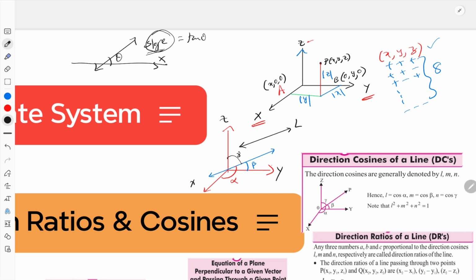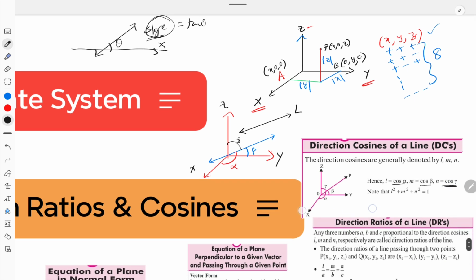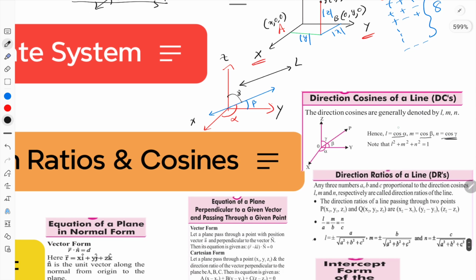If alpha, beta, gamma are the angles made by that line with the x-axis, y-axis and z-axis, then cos alpha, cos beta, cos gamma, these three, we call the ordered triplet (l, m, n), where l = cos alpha, m = cos beta, n = cos gamma. We call these the direction cosines, simply denoted by DCs.